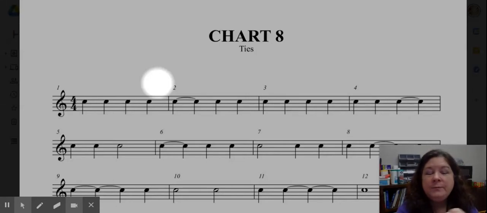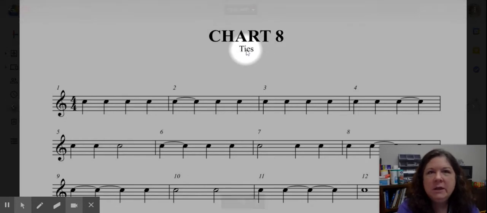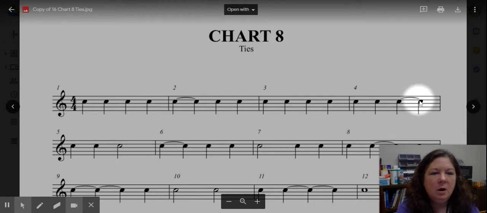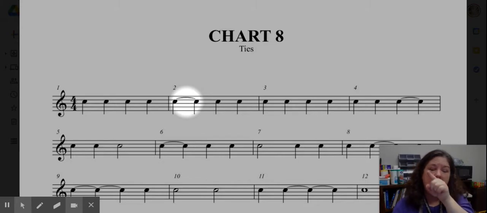Hey band, welcome back. In today's video, we're going to be covering chart 8, rhythm chart 8, and this is all about ties. So this is a new concept for us. We haven't done ties yet. These little curvy lines that you see here are ties. Ties can be above the note if the stem is going down, or they'll be underneath the note if your note stems are pointing up.